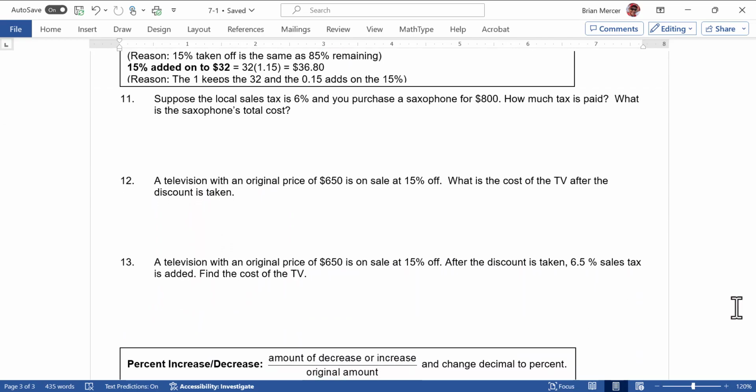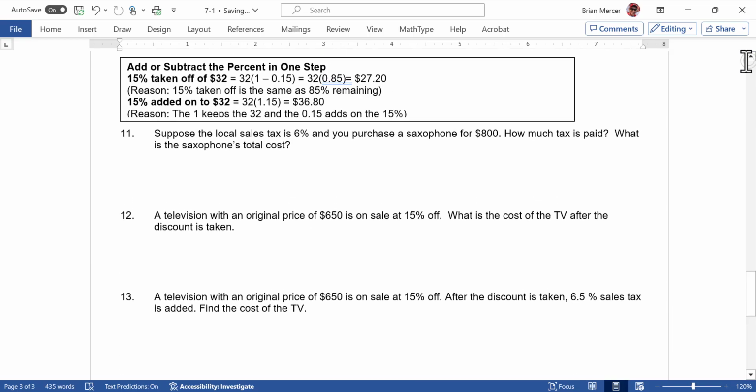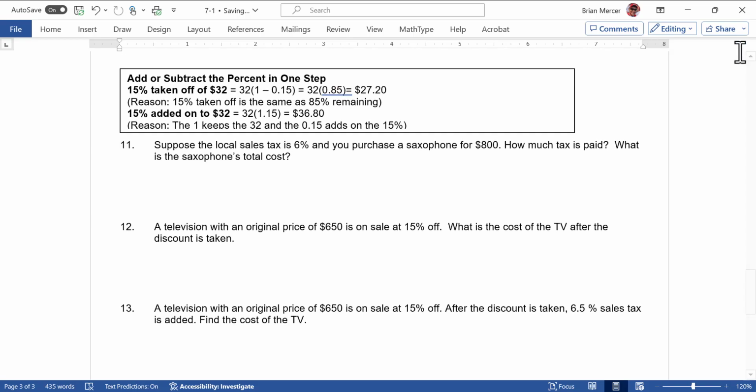A lot of these are fairly similar. I'll look at question 12 just to kind of mix it up here just a little bit. Important thing going on right here in this box. That's important. There's a shortcut that's happening, and we do this all the time.